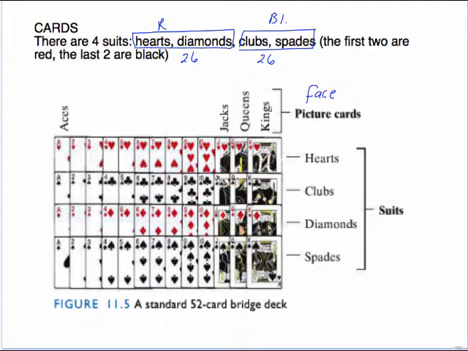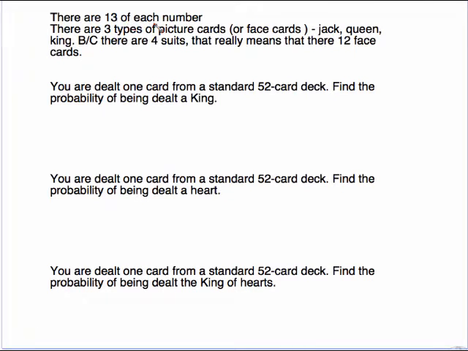There are 13 of each suit. These are called suits. Hearts, clubs, diamonds, spades are called suits. There are 13 of each of these. So there's 13 of each number. There are 3 types of picture cards or face cards, Jack, Queen, King. And because there are 4 suits, that really means that there are 12 face cards.